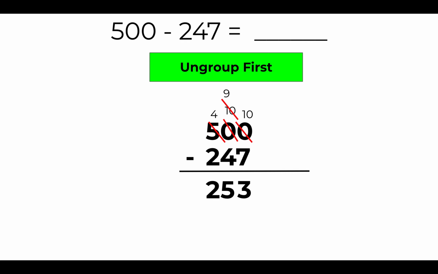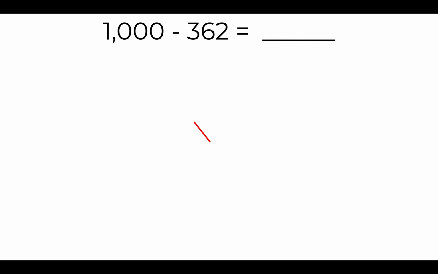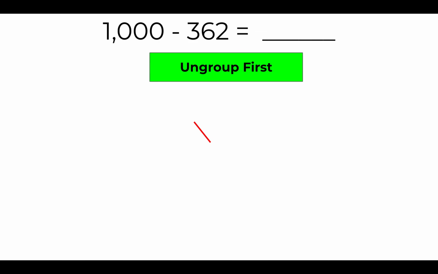After you solve a few problems with zeros, you're going to be challenged to solve a few problems with 1,000 actually. Let's review how we would use ungroup first to solve. There's this red line here, but we're just going to ignore that for now. I'm sure it has a purpose.